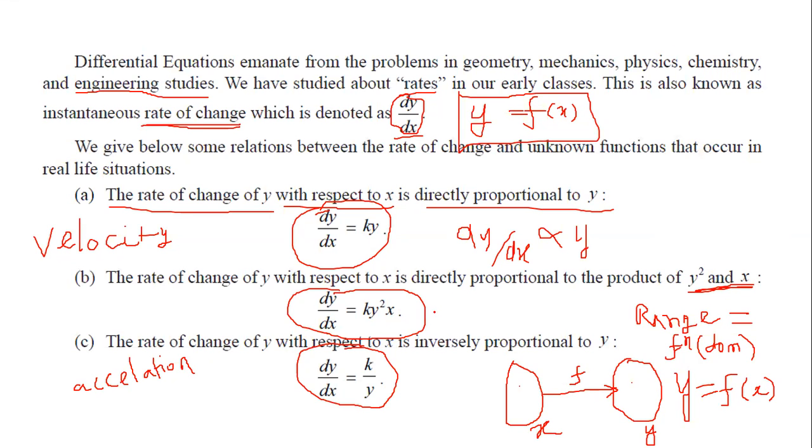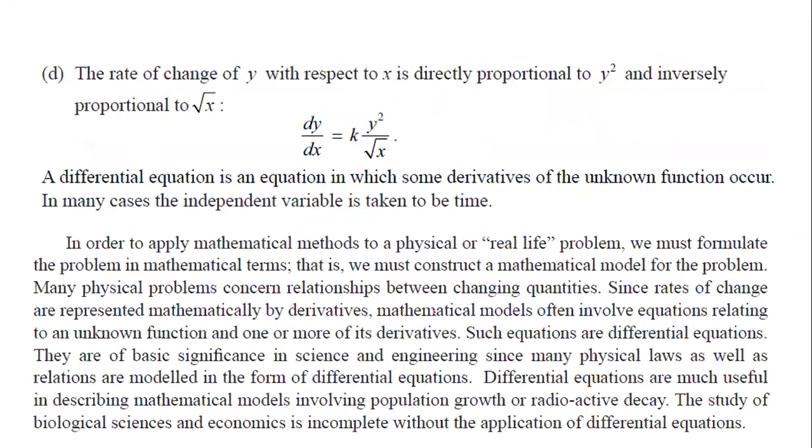Okay, thank you. Next one is the rate of change of y with respect to x is directly proportional to y square and inversely proportional to root x. Then dy by dx equal to k into y square by root x. So the differential equation is an equation in which some derivatives of the unknown function f occur.